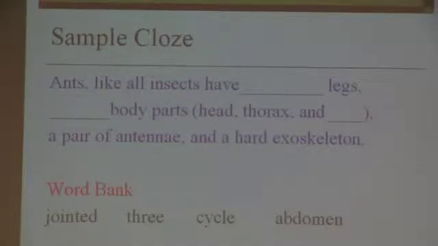You're like, all insects have ugly legs? No, they have 6 legs. All insects have 6 legs. They have jointed legs. That's what an arthropod means. Arthro, like arthritis, it means joint.